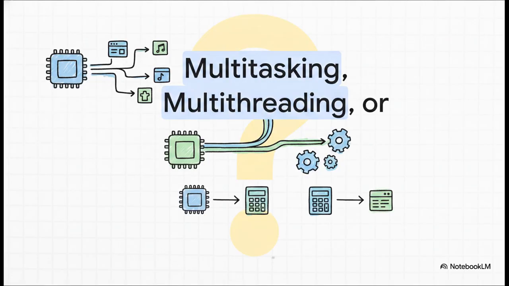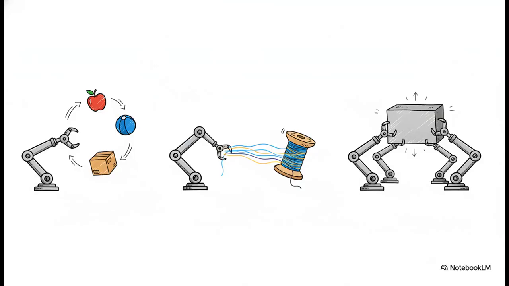Okay, here's another massive terminology trap. Do you know the exact difference between multitasking, multithreading, and multiprocessing? I mean, they sound completely identical, right? But they function very differently under the hood. Let's break this comparison down clearly so you don't lose marks here.